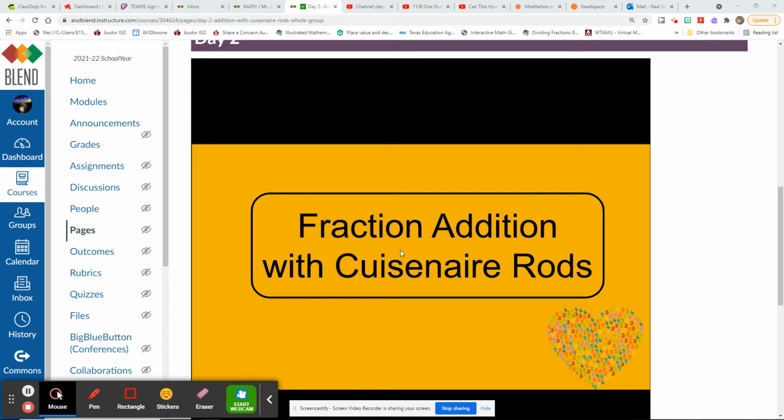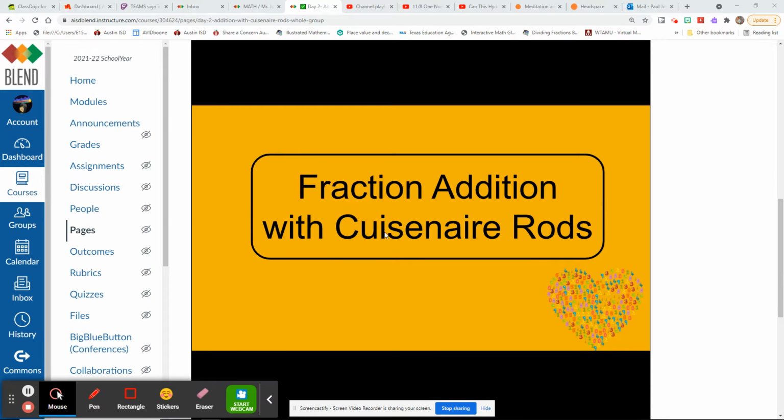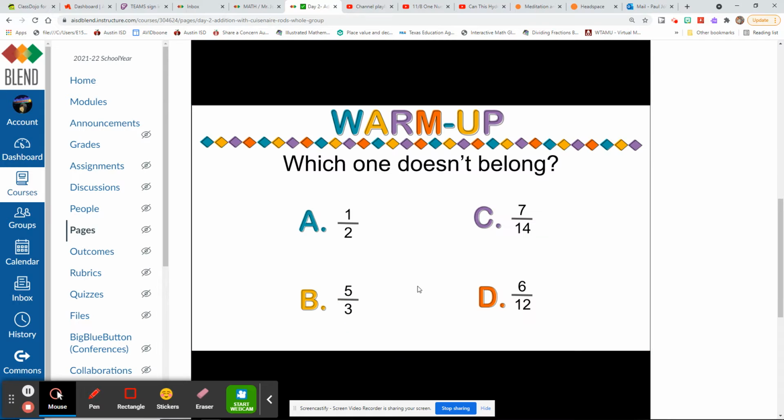So we're going to do fraction addition with Cuisenaire Rods. I'm sure that this is somebody's name and they made the rods, but we usually call them fraction strips. So we're going to call them fraction strips, or you can call them Cuisenaire rods if you want to be very fancy, because Cuisenaire rod sounds very fancy. So let's take a look. Fraction addition with Cuisenaire rods.